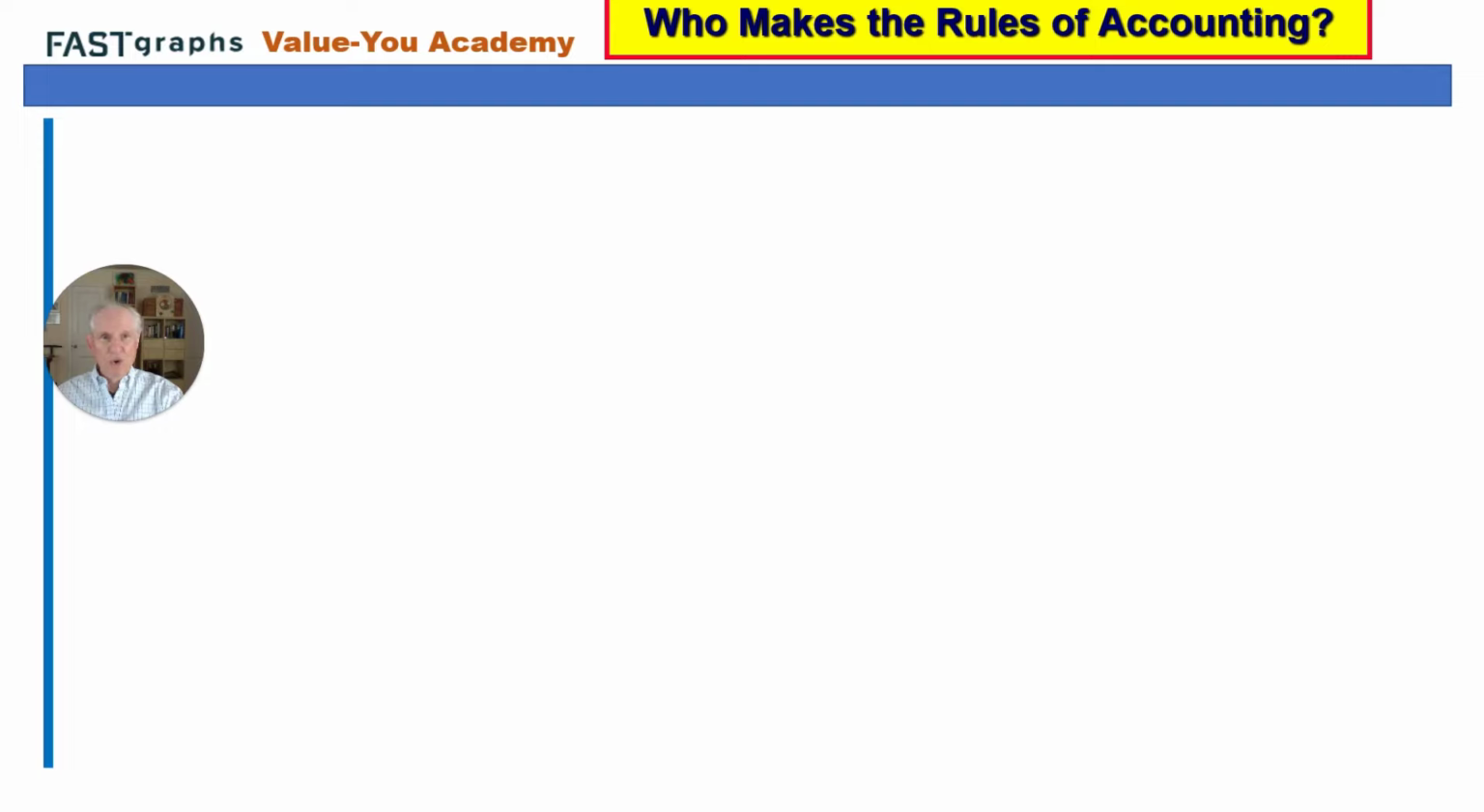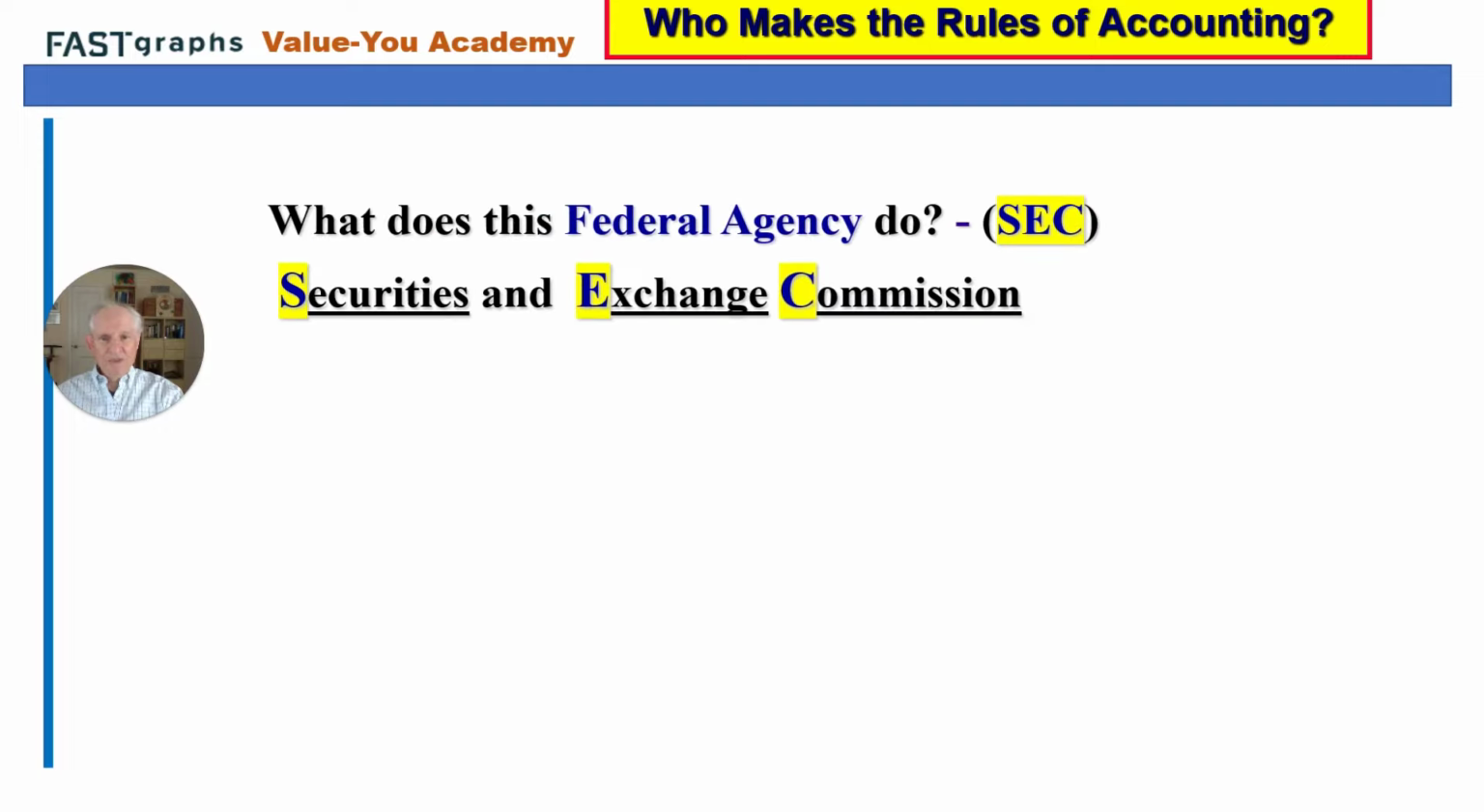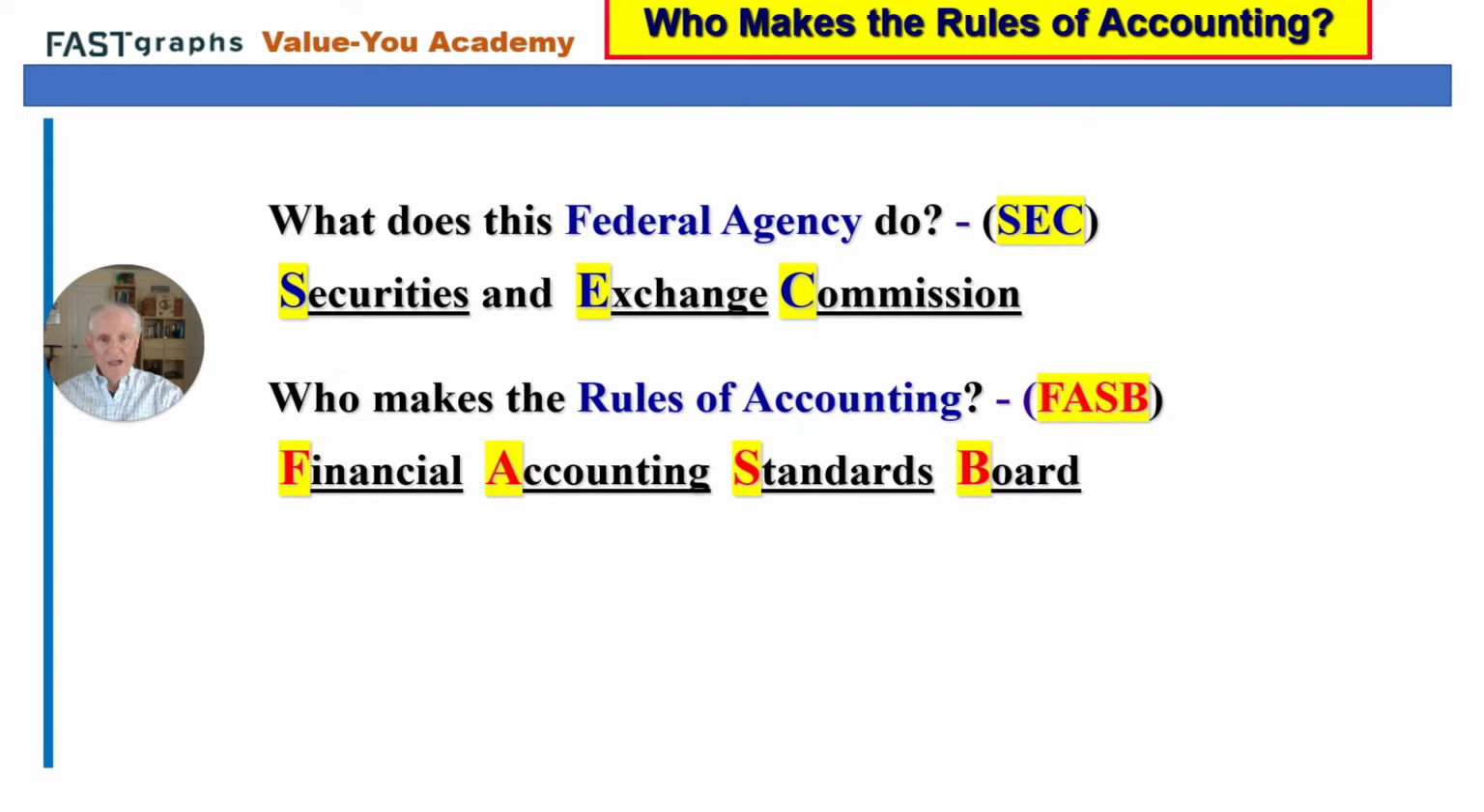All right, so who makes the rules of accounting? After the Great Depression, the Securities and Exchange Commission, the SEC, was set up, a federal agency funded by our taxes to regulate public companies. And under the SEC is a quasi-government group called FASB, the Financial Accounting Standards Board. There are 7 key master accountants that the SEC appoints to FASB, and their job is to make the rules of accounting, the rules we have to comply with.